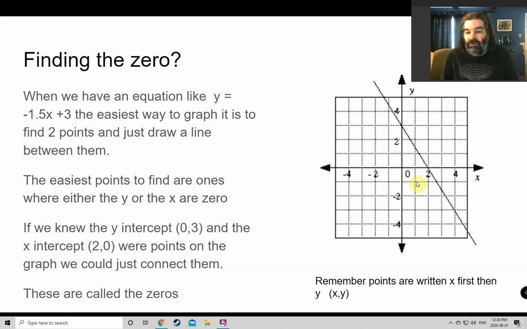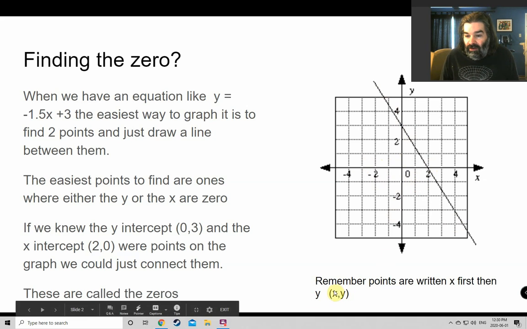So these are called the zeros. And don't forget, when we write points, they're written x, then y. So (0, 3) would be 0 x, 3 y. (3, 0) would be 3 x, 0 y. All right. How do we find them?